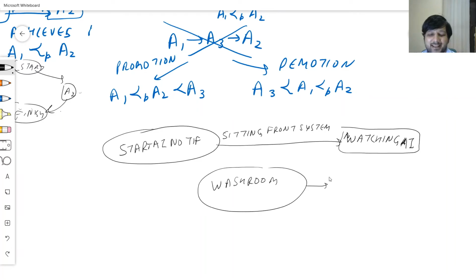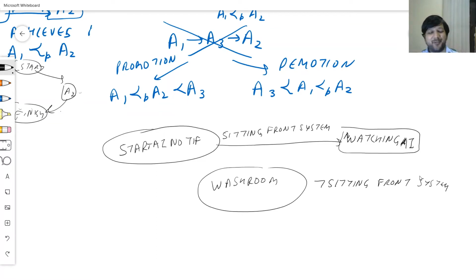And if you have an action which is you need to go to the washroom, the effect of it is, as discussed, that you are not sitting in front of system. So if you need to go to the washroom, it is a threat for start AI notification, achieving sitting in front of system for watching AI. And that's exactly what we say.